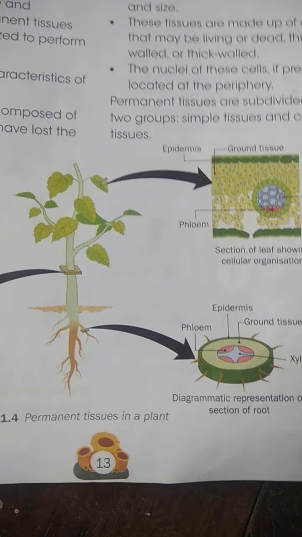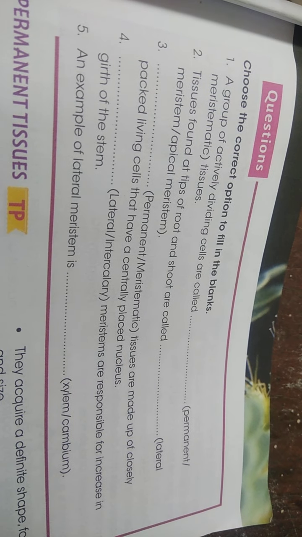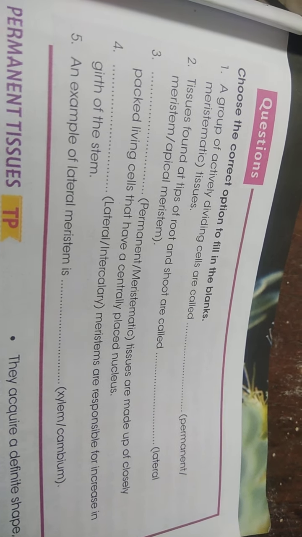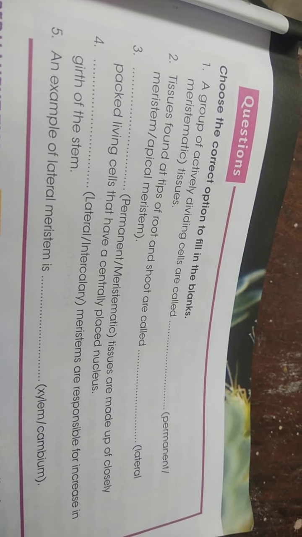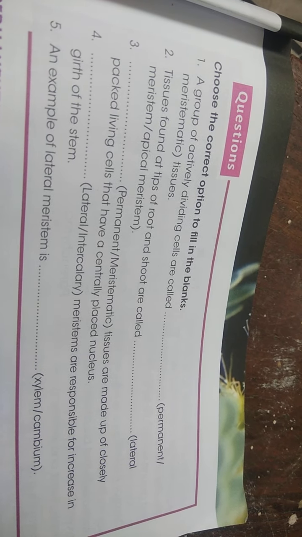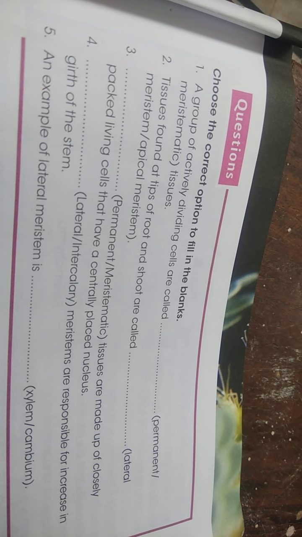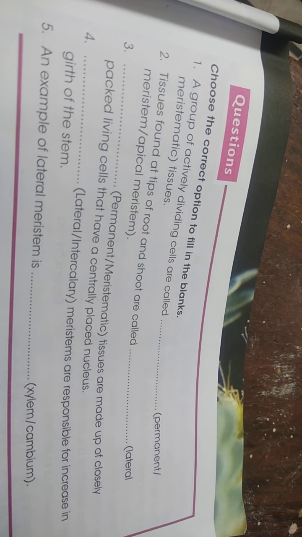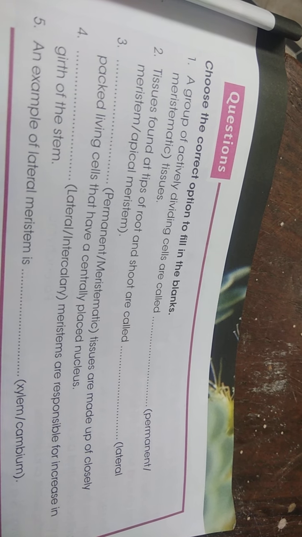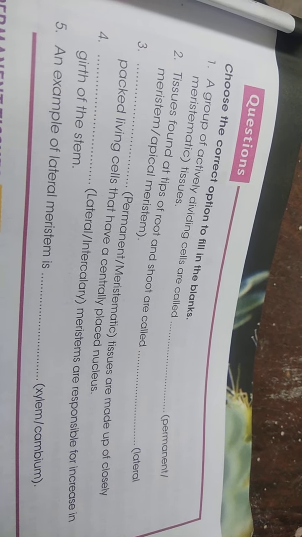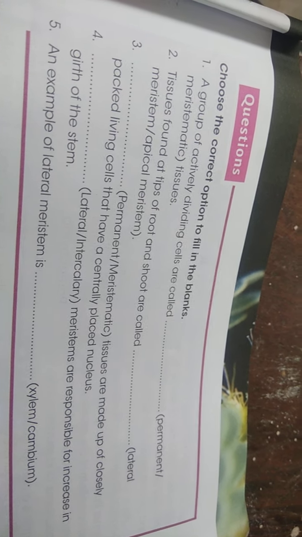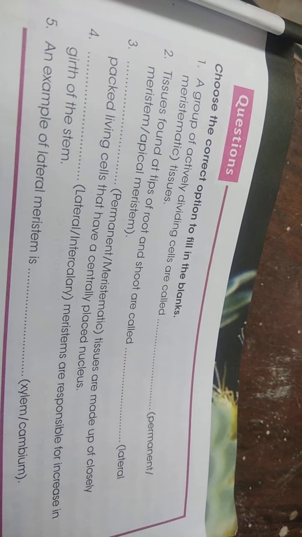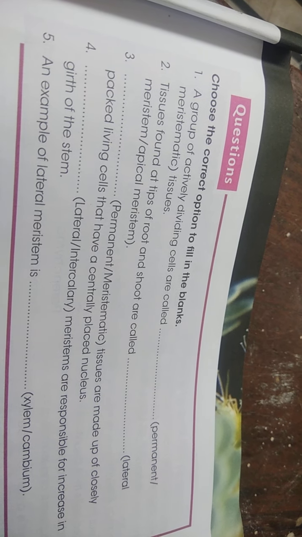Here is the exercise on page number 13. We already discussed it. A group of actively dividing cells are called meristematic tissues. Tissues found at the tip of root and shoot are called apical meristem. Tissues made up of closely packed living cells that have a centrally placed nucleus are meristematic tissues. Meristems are responsible for increase in growth of the stem width. Width means thickness. So they are the lateral meristem. An example of lateral meristem is cambium.